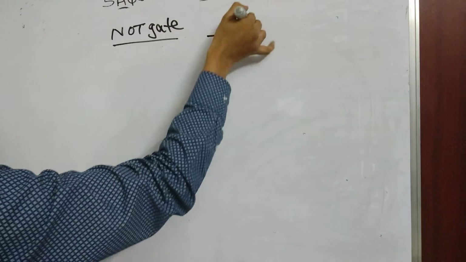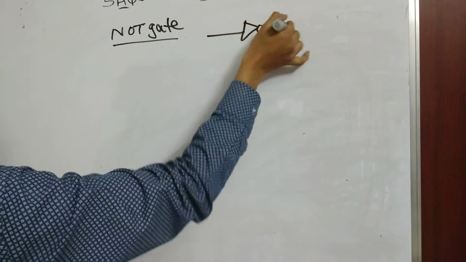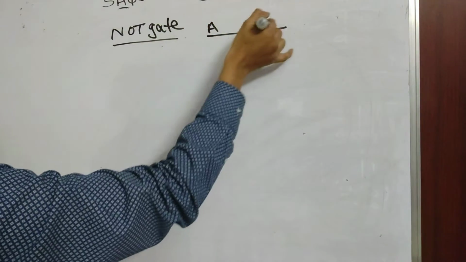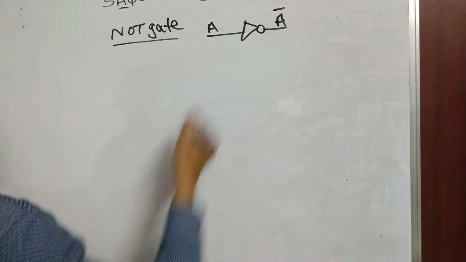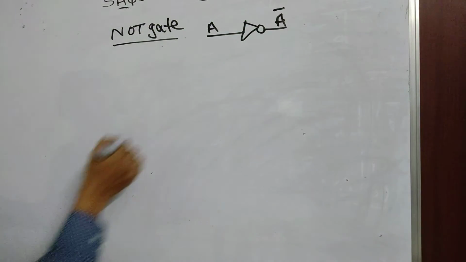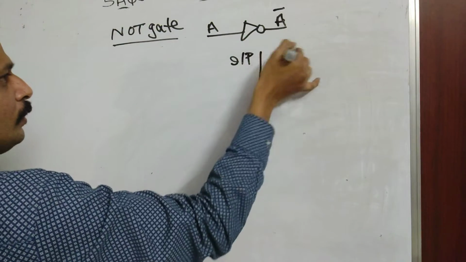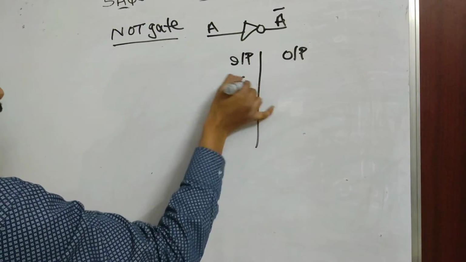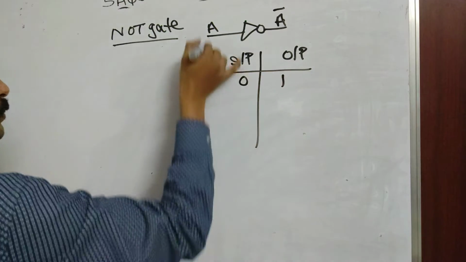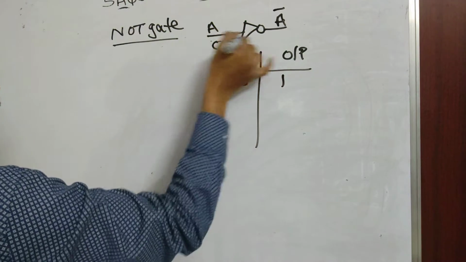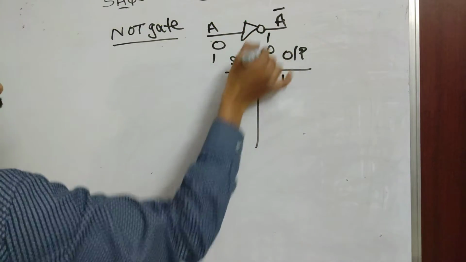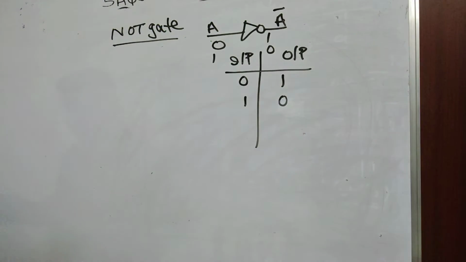The NOT gate symbol I already covered earlier. Like this. It contains only one input. The output is the complement of the input. For this reason, we represent the table. This is the symbol, this is the input, and the output is represented like this. If 0 is given, the output is 1, because it is a single input. If it is 1, the output is 0. 1 and 0.